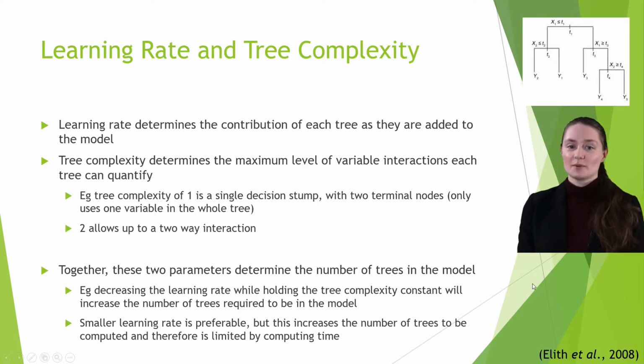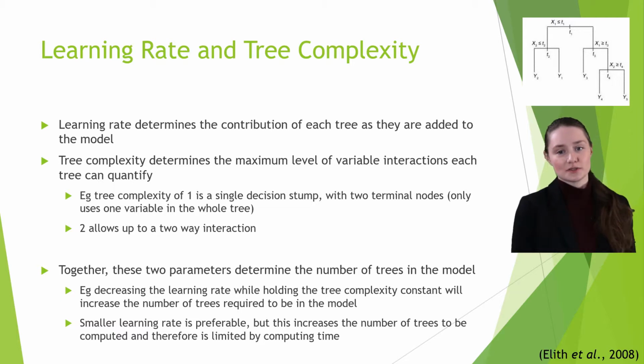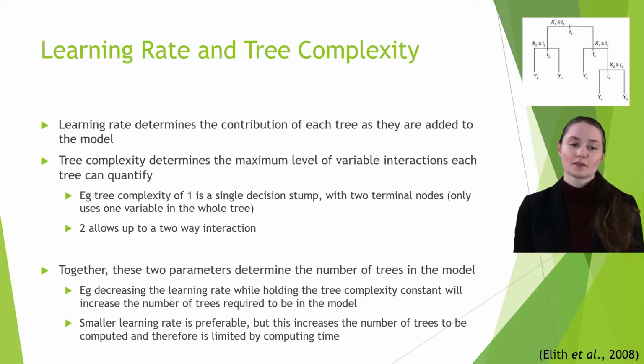The learning rate determines the contribution of each tree as they are added to the model, and the tree complexity determines the maximum level of the variable interactions each tree can quantify. So a tree complexity of 1, for example, is a decision stump. It's got one binary split and 2 nodes. A tree complexity of 2 allows up to a 2-way interaction, so our first binary split will involve our first variable, and then our second binary split will involve our second variable.